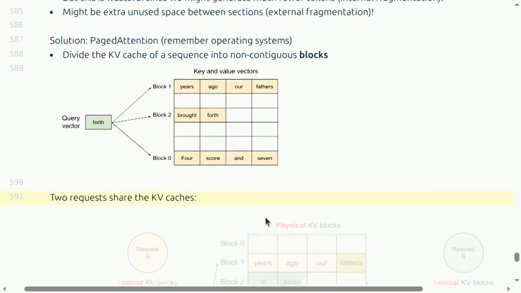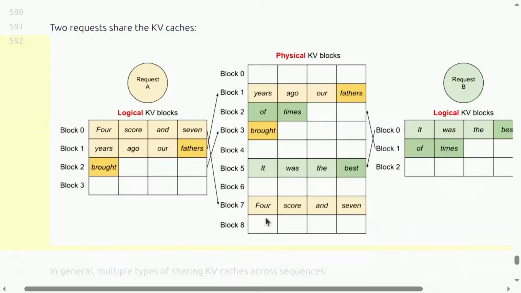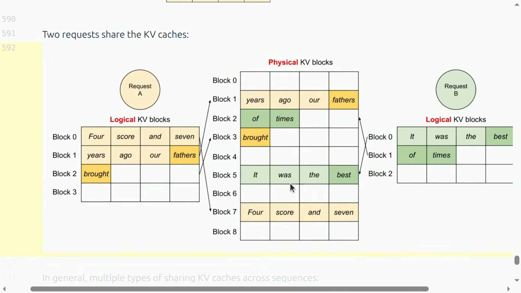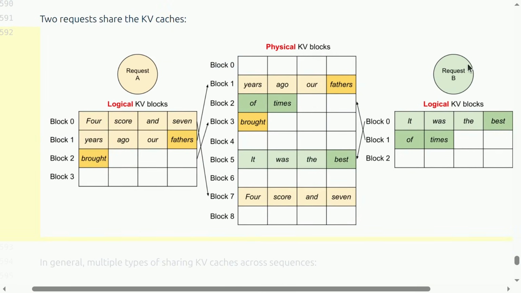So when you have two requests, they can actually share the same KV cache. You might have this block and this block. This block might go here, and this block might be over there. So they're interspersed, but as long as you have the indices and keep track of where everything is, it's fine.